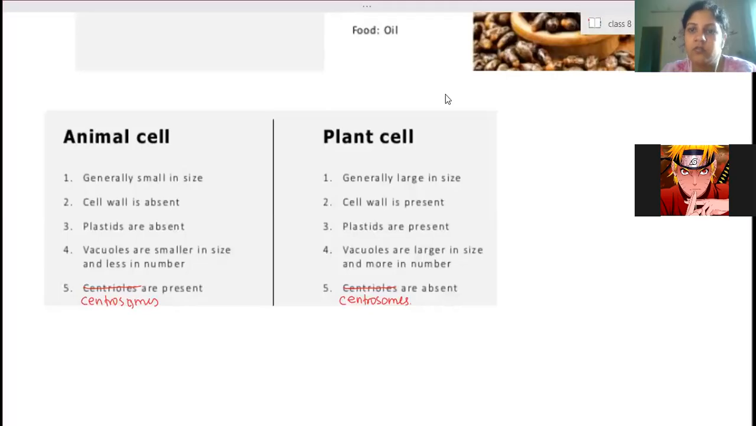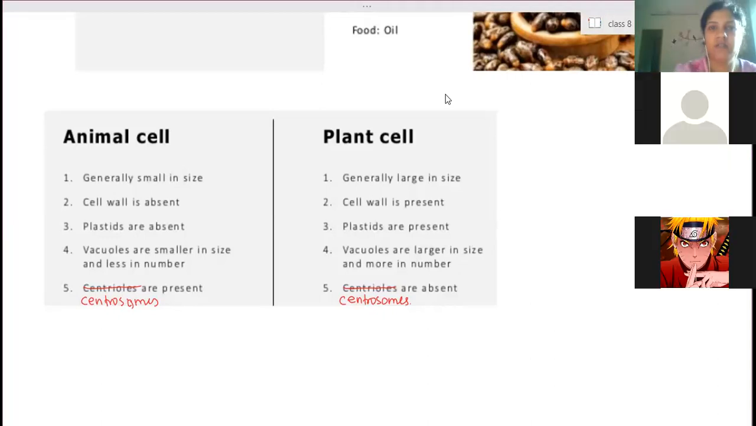Ma'am, we didn't draw the plant cell. The plant cell drawing. I told you I will send you the simple one. I will send you today. The plant cell diagram, what exactly do you need to draw? Okay, ma'am, so an easier diagram.